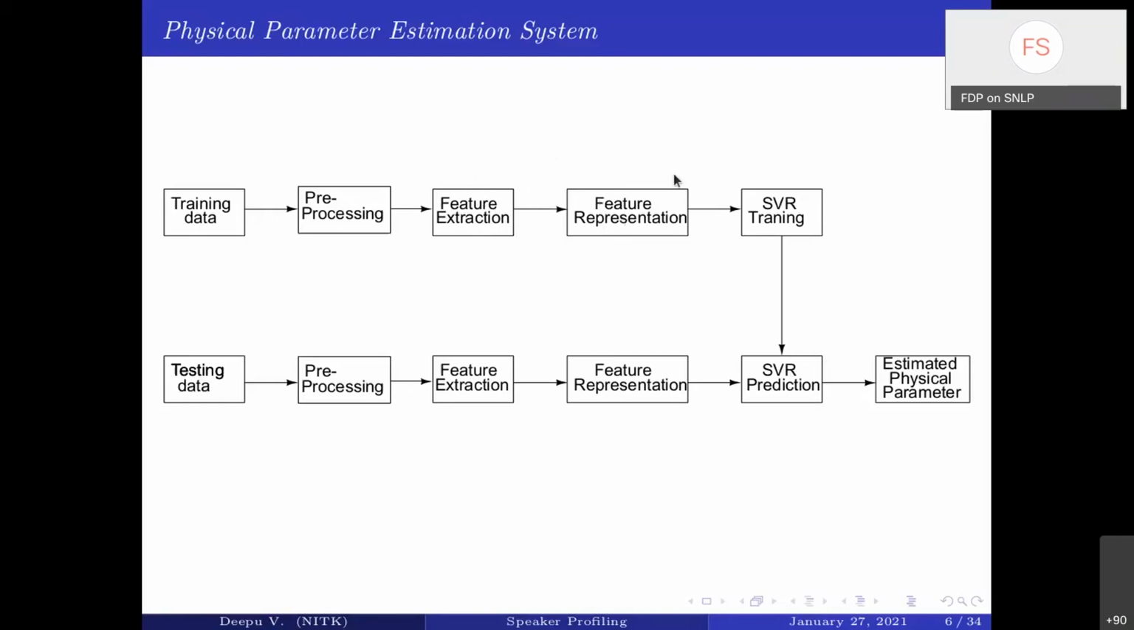Now once you have that, you can train some machine learning system to do the physical parameter estimation. So in our case, we used what is known as support vector regression. It is a very similar technique to support vector machines. We will come into the details later.